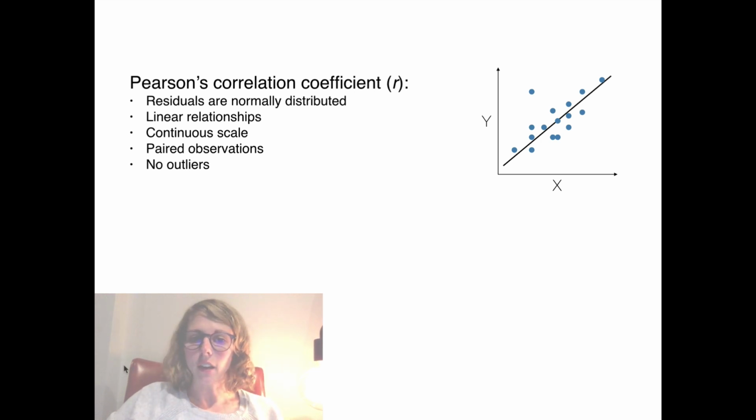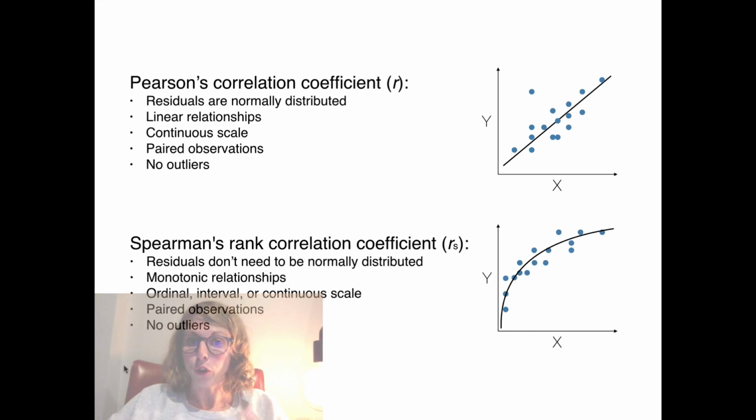But occasionally our data don't necessarily meet all of these assumptions. Then what do we do? What if our data don't follow a linear trend, for instance? Well, another alternative way of computing a correlation in psychology is Spearman's rank correlation coefficient. So we're also making several assumptions about our data here, but these assumptions are a little bit more relaxed. So we're not assuming that the residuals are normally distributed.